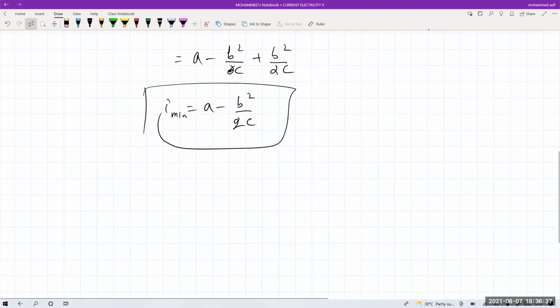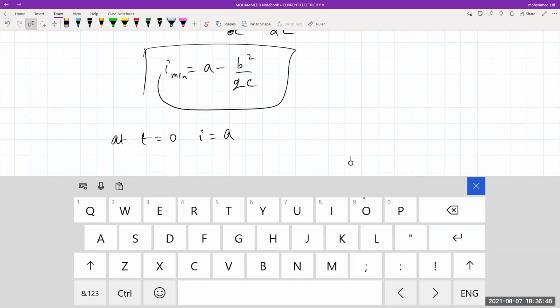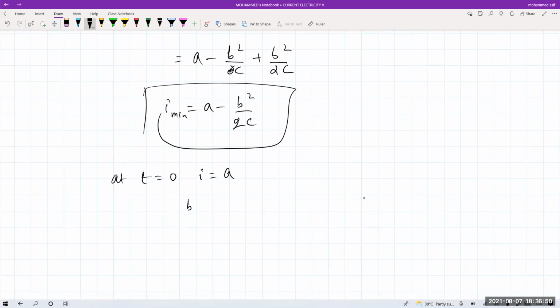Now, at t equals 0, the current is equal to how much? a only. So a minus b square by 2c is lesser than a only. So a current lesser than a is not possible. But at t equals 0, the current I is equal to a. Clear?